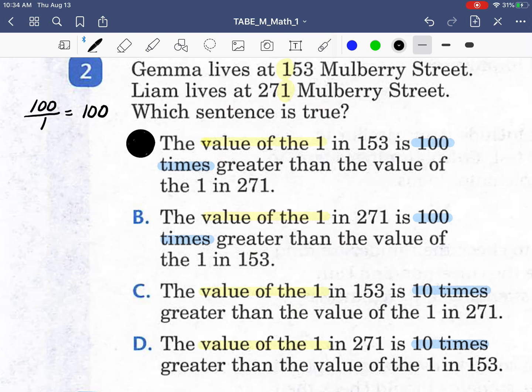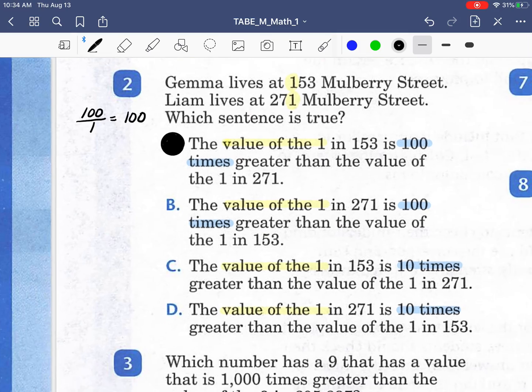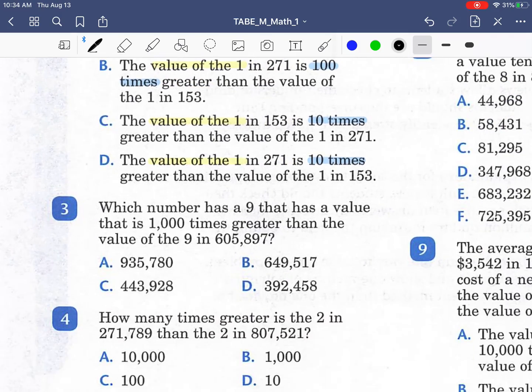Again, we are just focusing on the ones, not the whole digit, 153 and 271. You have to zero in on the digit they're wanting you to compare. That's a little tricky to me. I don't really like these problems, but it doesn't matter if I like them.